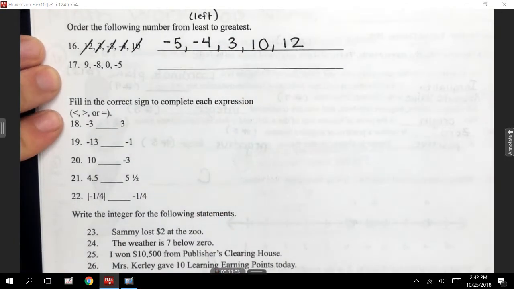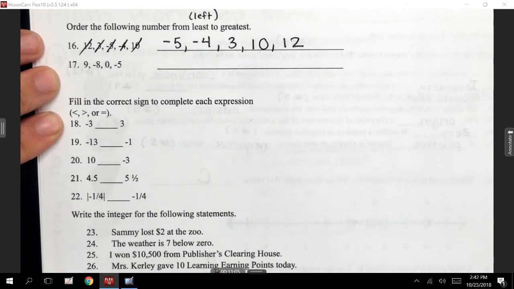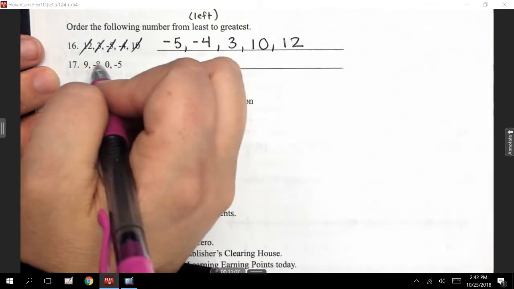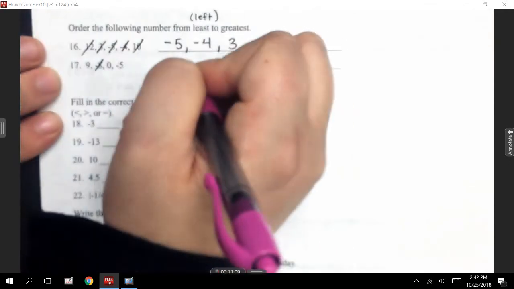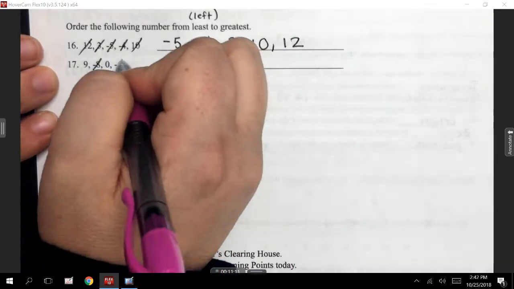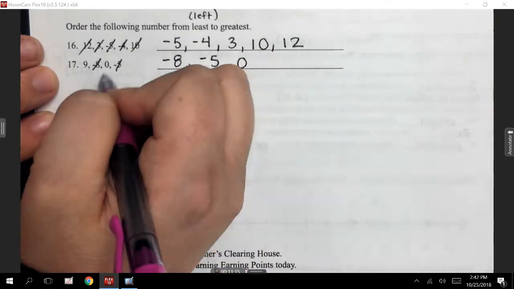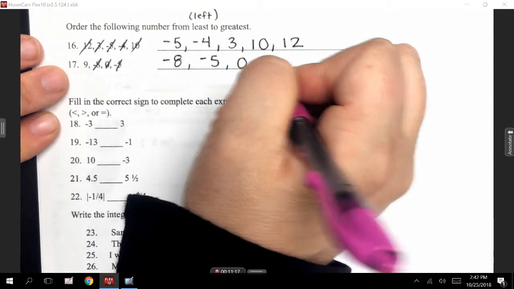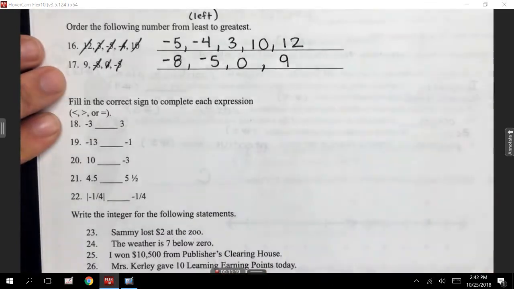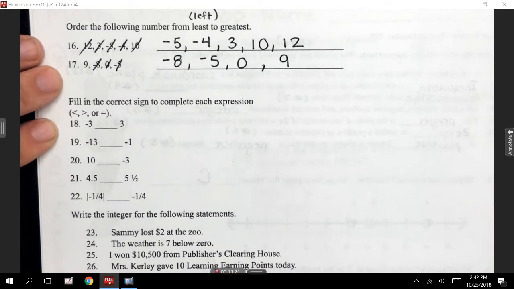Okay, number 17, we're going to go through the same thing. Starting furthest to the left, which is going to be that -8. It's furthest away from 0. Then I have -5. We're getting closer to 0. Then I have 0. And then I'm going to move into those positive numbers, starting with 9.